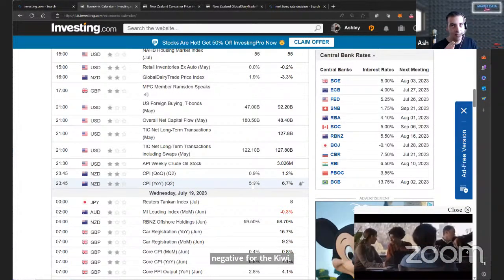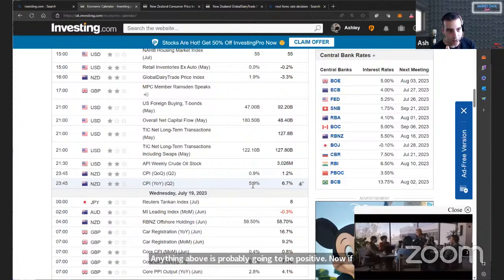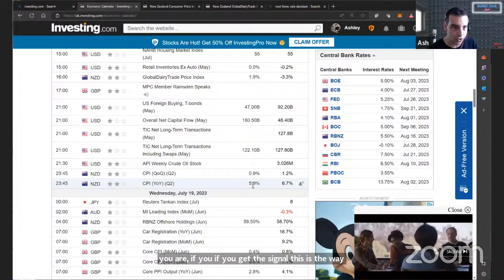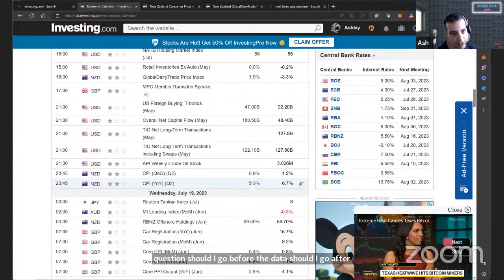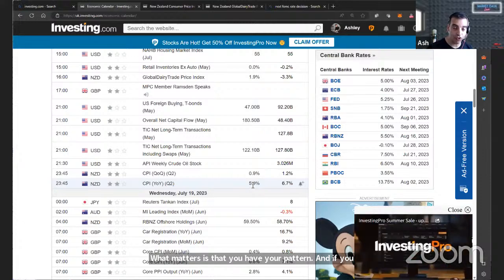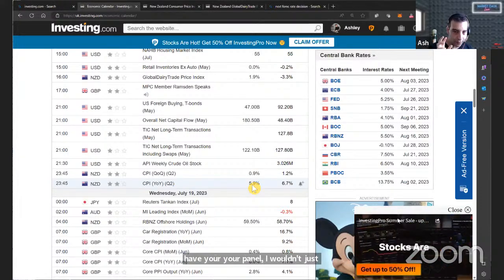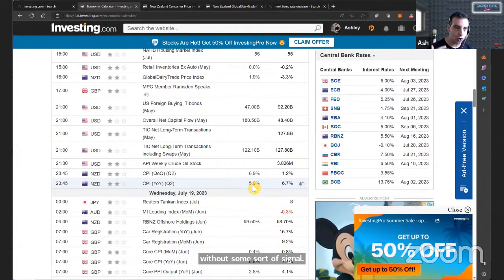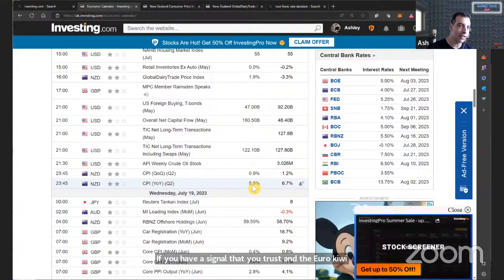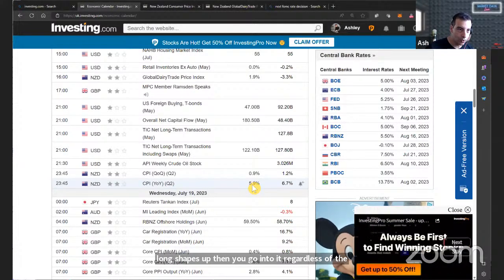Now, if you get the signal, this is the way to trade this. With the data, this is always the question: should I go before the data? Should I go after the data? It doesn't really matter in many respects. What matters is that you have your pattern, and if you have your pattern, I wouldn't just trade it without some sort of signal. If you have a signal that you trust, and the Euro Kiwi long shapes up, then you go into it regardless of the data, and then look for the data to really juice up your trade.